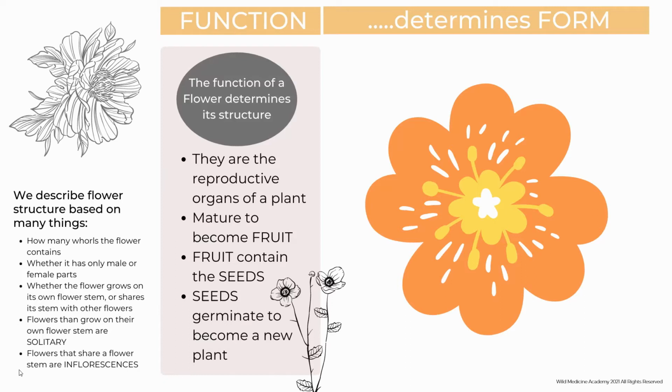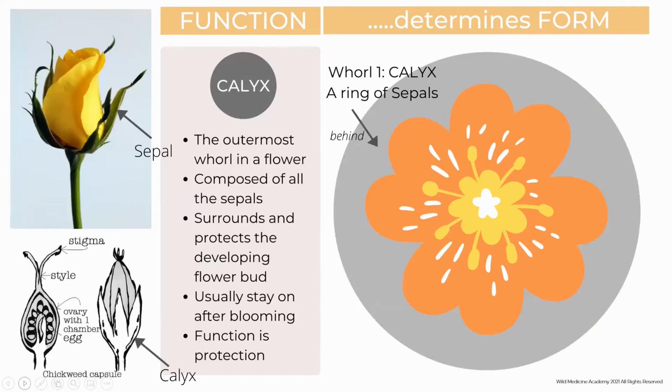And here is why. We're going to start with the outer whorl, which is called the calyx. The calyx is a ring of sepals, which are often green, leaf-like structures that surround the bud. You can see them quite clearly on the rose bloom over on the left-hand side. And if you go down to the bottom for the chickweed seed, or should I say chickweed fruit, you can see the calyx, which is a ring of sepals around the bottom of that as well.